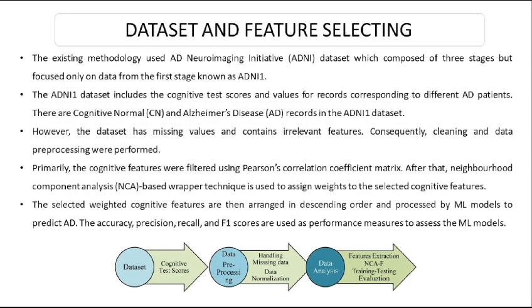Coming to the dataset and feature selection, the dataset is taken from ADNI, the Alzheimer's Disease Neuroimaging Initiative. This dataset contains different records, like cognitive normal and Alzheimer's disease records. However, the dataset has many missing values and contains irrelevant features. So first, the dataset is taken and then data pre-processing is done, where the missing data handling is done, where the data gets normalized, and then this data is sent for NCAF testing, which is data analysis.